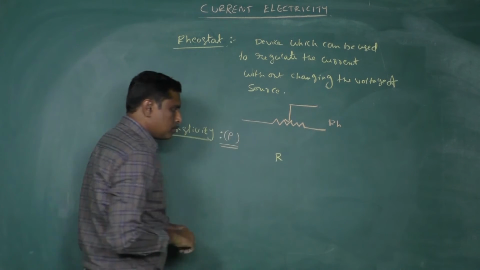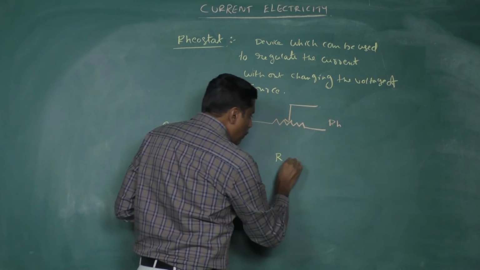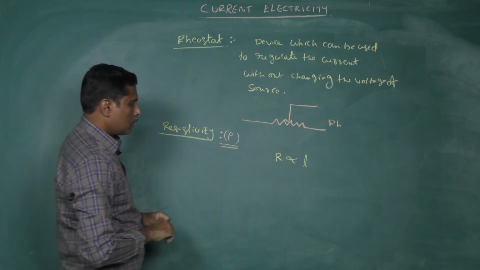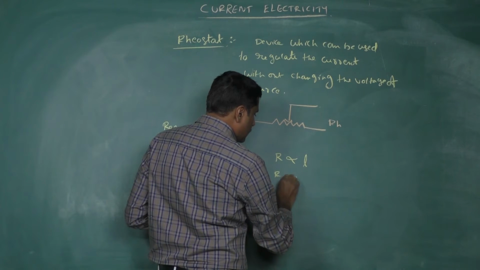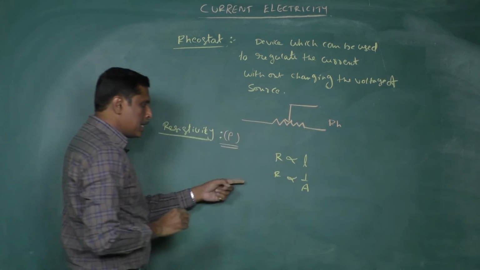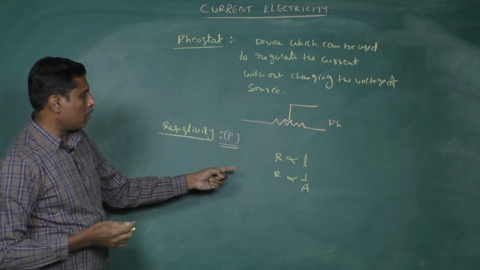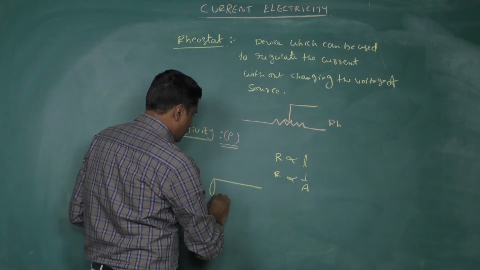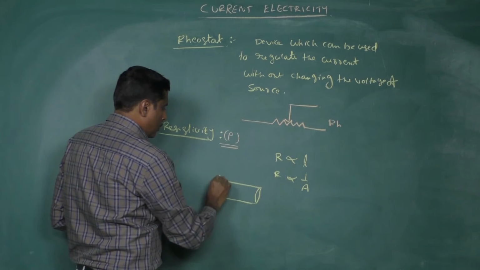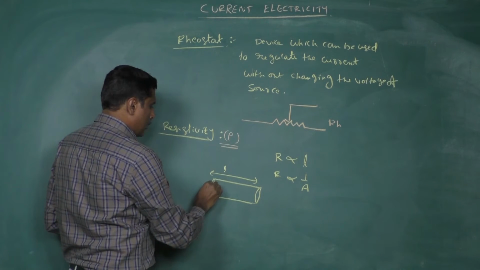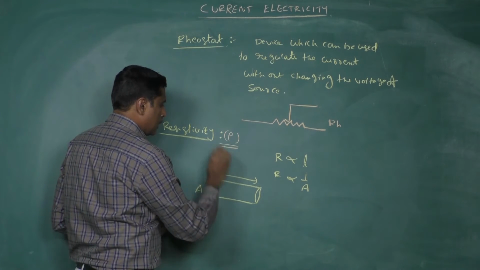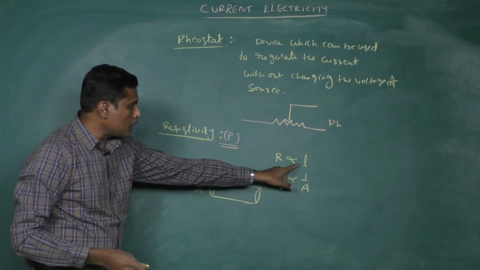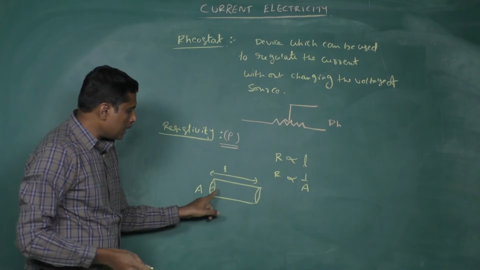The resistance of a conductor R is directly proportional to its length, and R is inversely proportional to the area of cross section of the conductor. Suppose this is the conductor of length L and the area of cross section is taken as A. The resistance of this conductor is directly proportional to its length and inversely proportional to the area of cross section.